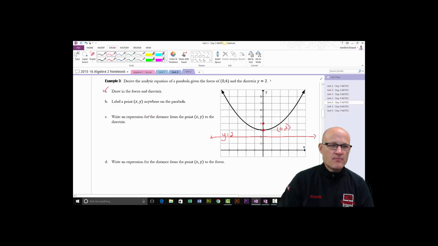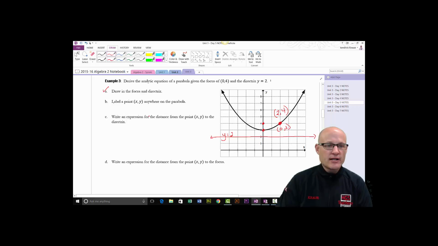Label the point XY anywhere on the graph. And it really makes no difference where you label it. I need to find a nice one. We'll use this point right here. I want to use the same one I used in my example. And that point is the point 1, 2, 3, 4. So 2, 4. We're going to use that point.